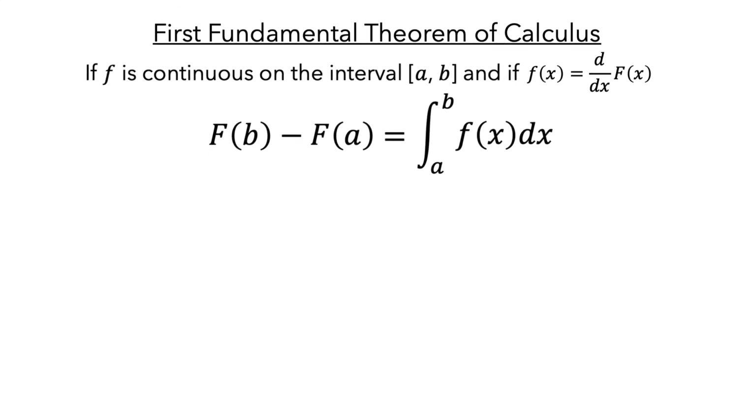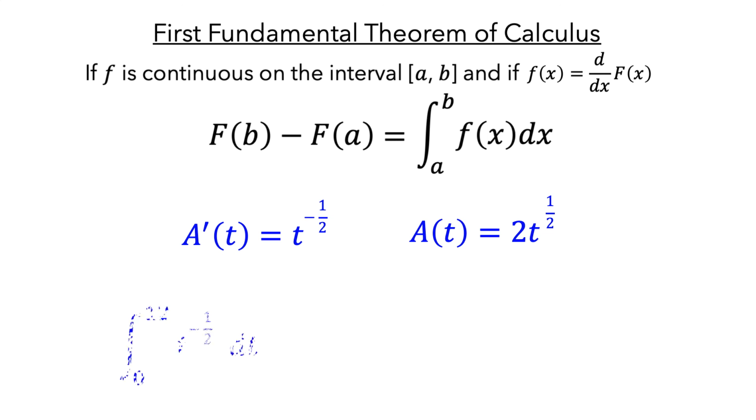So, for example, in the case of the air scrubber, let's suppose that A prime of t, the rate at which CO2 is removed, was equal to t to the negative 1/2 power. If we know how to identify antiderivatives, then we'd find that A of t, the function that A prime is a derivative of, is 2t to the 1/2 power. So the fundamental theorem of calculus tells us how to compute the value of this definite integral.